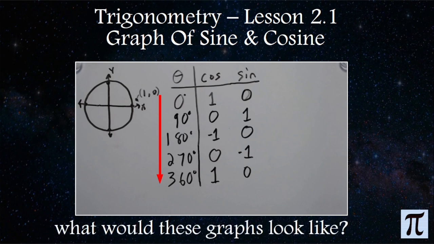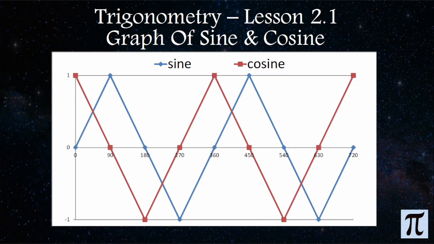So what would it look like if we graphed these? Well, it would look like this. If you look at the sine graph, it starts at 0 when theta is 0. When theta is 90, it goes up to 1. When theta is 180, it comes back to 0. When theta is 270, it's negative 1. When theta gets back to 360, it's back to 0, right where it started. If you look at cosine, it's the same shape, but it's shifted slightly along the x-axis. In this graph, we have a data point every 90 degrees, or pi over 2 radians.